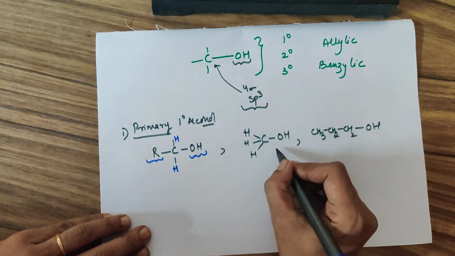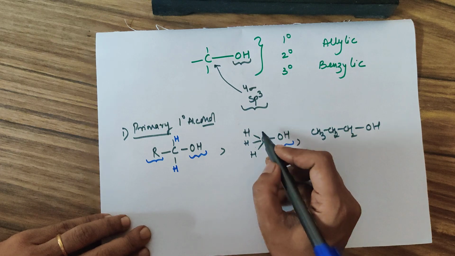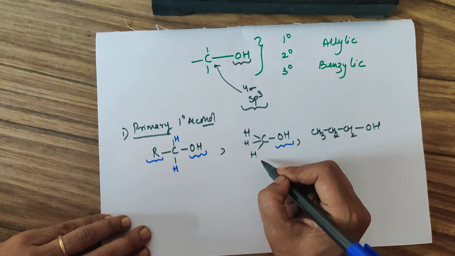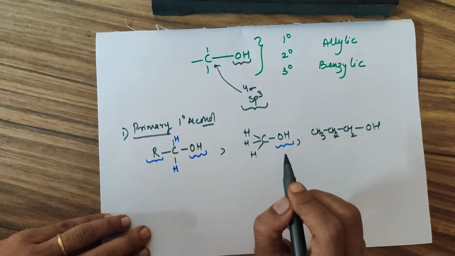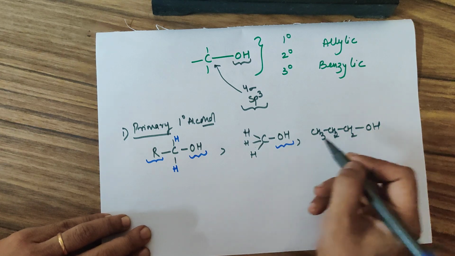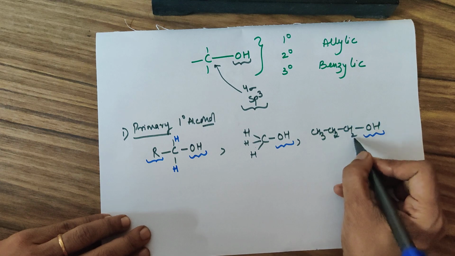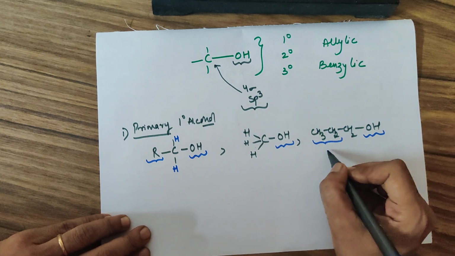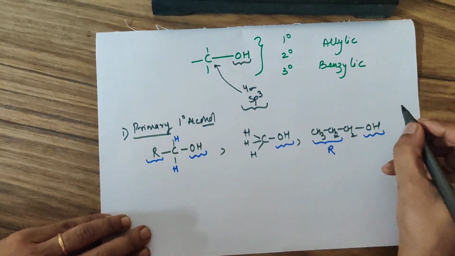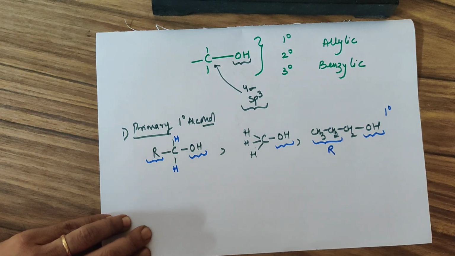Or else, OH is attached to a carbon which is attached to no R group. It has got 3 hydrogens. That is also a primary alcohol. This you can easily see. OH is attached to a carbon which has got 2 hydrogens and there is 1 R group. So all these fall under the category of primary alcohols.